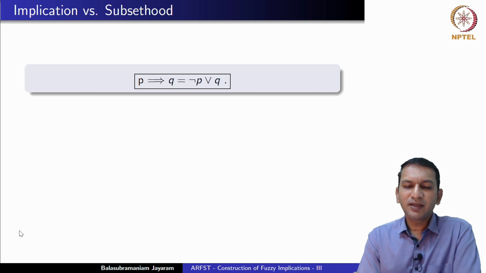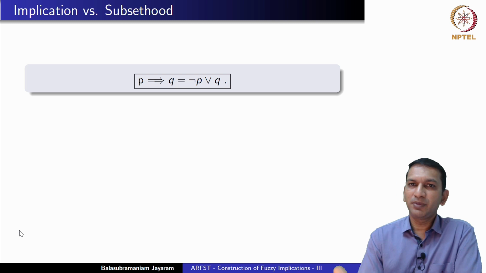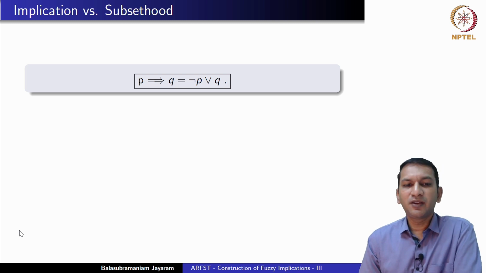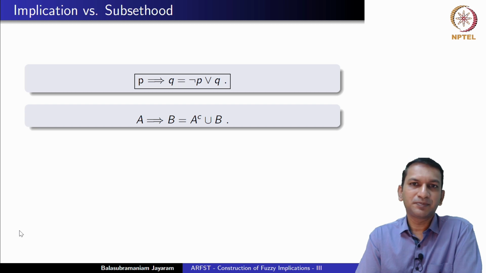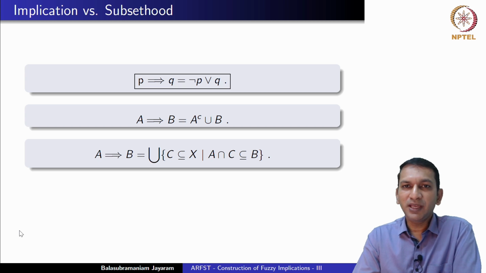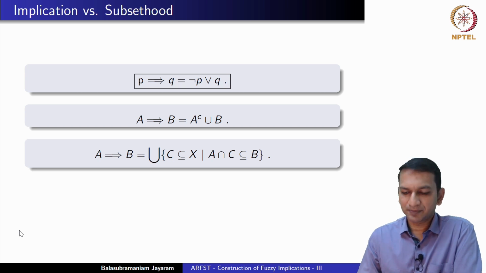We have seen that P implies Q in the classical logical setting can be equivalently represented by the formula negation P or Q, from where we obtained our inspiration for the family of fuzzy implications. Writing it in terms of its set theoretic equivalence, A implies B can also be represented as A complement union B. Staying in the set theoretic framework, this could also be equivalently written as the largest subset C of X such that A intersection C is contained in B.